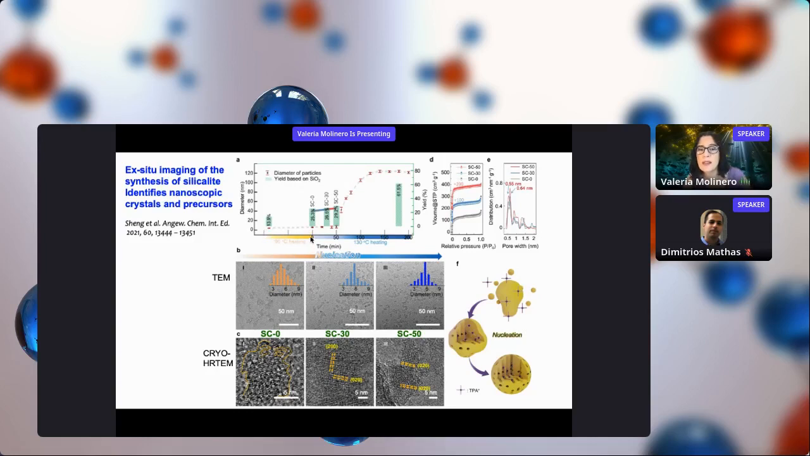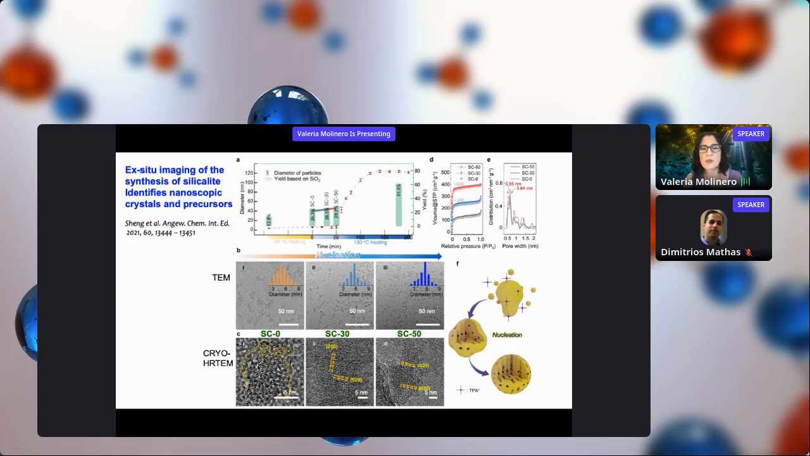Now, when you start heating to a larger temperature of about 400 Kelvin, what you see is that there are particles in solution, and these particles, according to cryo high-resolution TEM, look amorphous and irregular. And then at later stages, what we can see is that these particles develop crystallinity, and eventually they start growing by oriented attachment. However, one of the challenges of these experiments is that it's not possible yet to image the formation of the zeolites in situ.